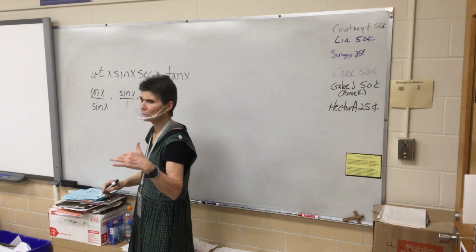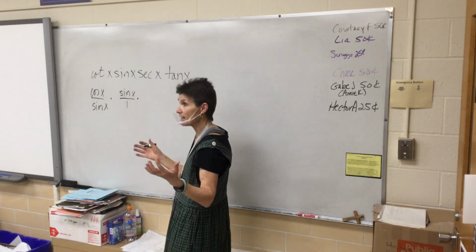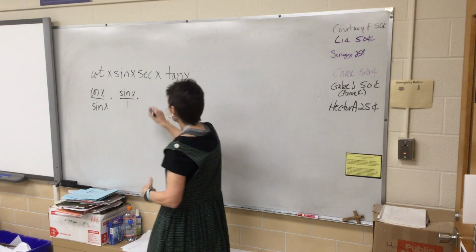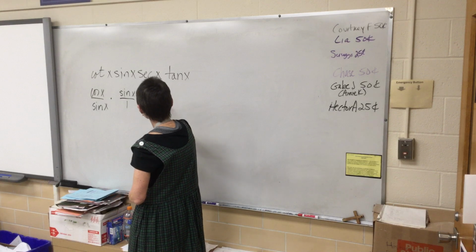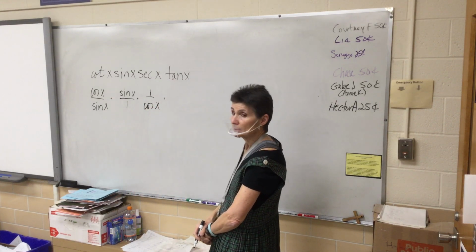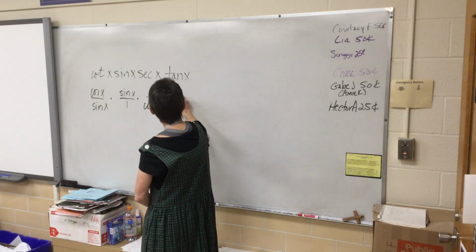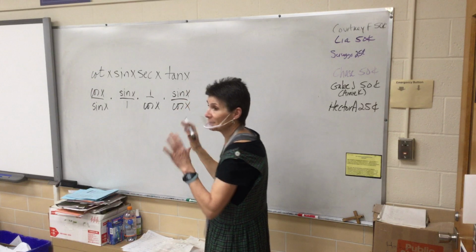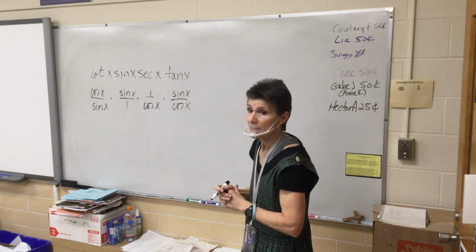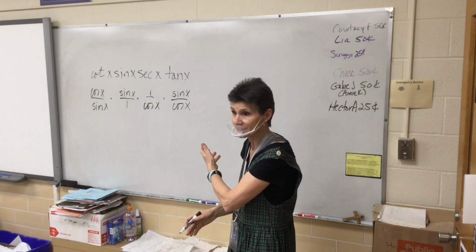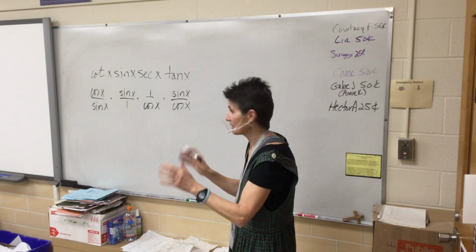There's not much you can do with a sine or a cosine, but everything else can be changed, right? What's secant? 1 over cosine. And what's tangent? Sine over cosine. Now, this is a straight multiplication problem, and you are allowed to cancel in a multiplication. There's no adds or subtracts in there, right? So we're allowed to just start canceling.